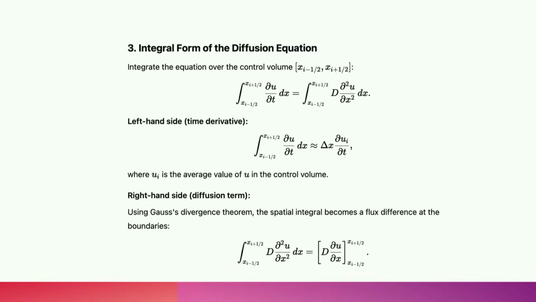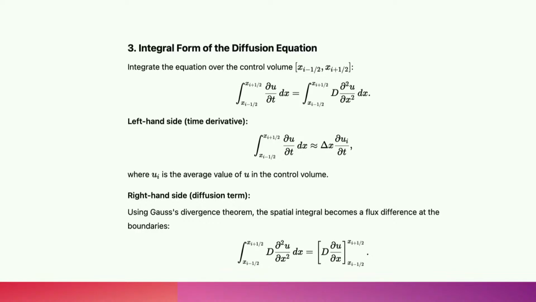Now the time derivative on the left side, how do you want to do it? You know how we do it. Professor Chakraborty already explained to you the del x del t. If we integrate del x from one phase to the other, it becomes the capital del x, and the variable u becomes the average. So u_i is the average value of u over the control volume.